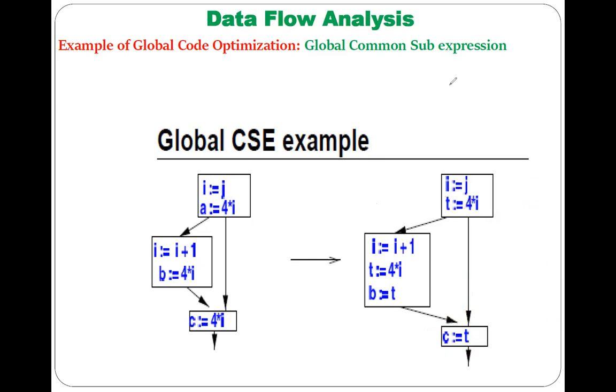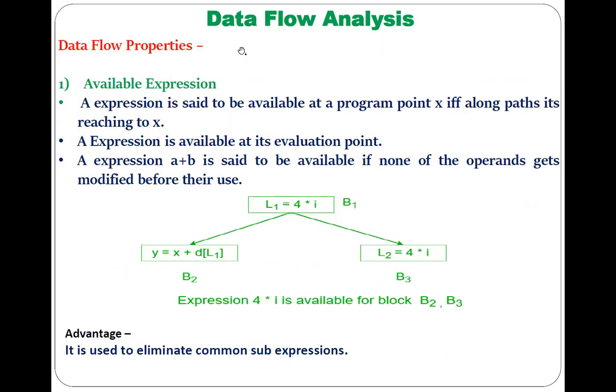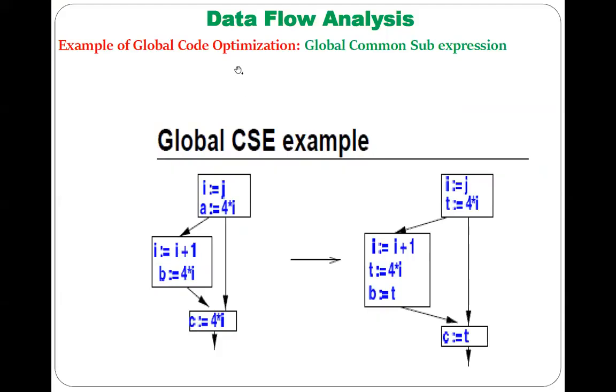Understood? As per our definition of available expression, what is it saying? An expression is said to be available at a program point X if along the path it is reaching X, or expression A plus B is said to be available at point X or P if none of the operands gets modified before their use. Now here you can see in this example, when this 4 into I is going from this direction to this block and from this direction to this block, this value of I is getting changed here. This value of I is getting changed here. But in the other direction, the value of I is not getting changed. That is the reason it is available at this point, but it is not available at this point. 4 into I is not available at this point.